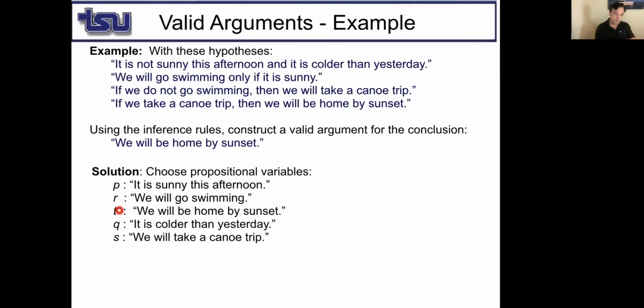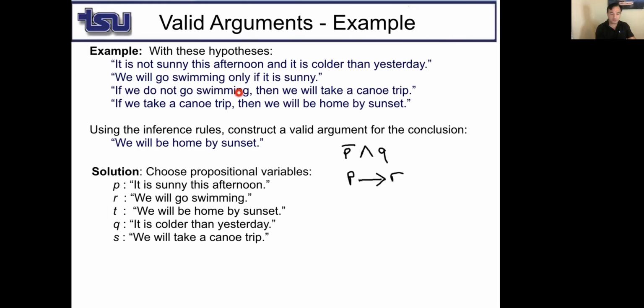So considering those propositions, how do I get this compound proposition right here? If it is not sunny this afternoon, that means P not, and it is colder than yesterday, Q. That's the first premise, right? And what is the second premise? We will go swimming only if it is sunny. That means if it is sunny, then we will go swimming. P implies R. That's the second one.